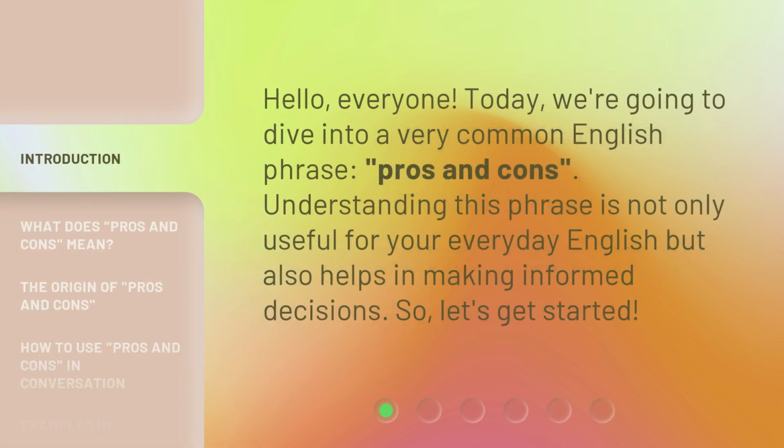Hello, everyone. Today, we're going to dive into a very common English phrase, pros and cons. Understanding this phrase is not only useful for your everyday English but also helps in making informed decisions. So, let's get started.